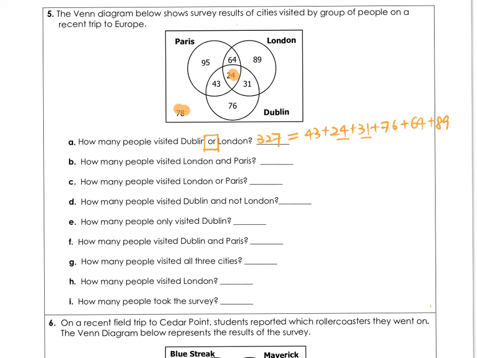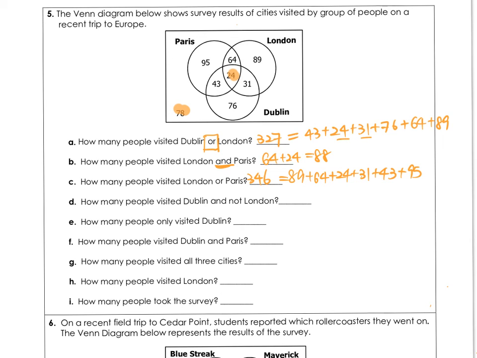Okay. So number 2, how many people visited London and Paris? So we're looking for that overlap, which is 64 plus 24 equals 88. C, how many people visited London or Paris? So this is a lot bigger. So that includes people who have been to either Paris alone or London alone, as well as people who have been to both places. So I would add 89 plus 64 plus 24 plus 31 plus 43 plus 95. So the final answer is 346.